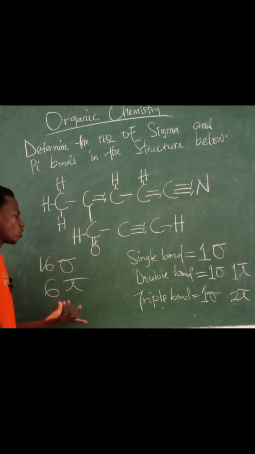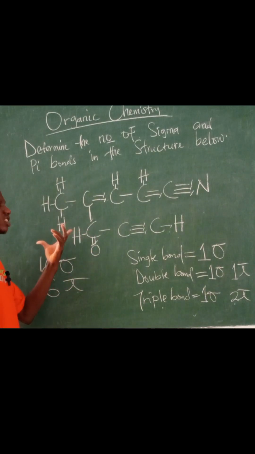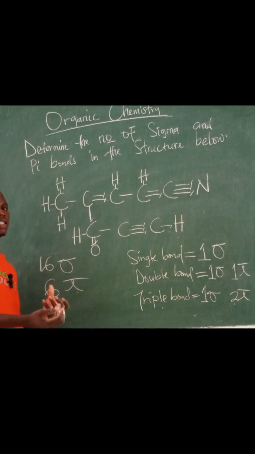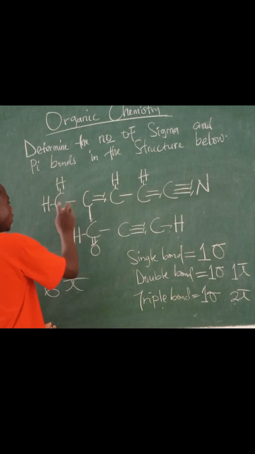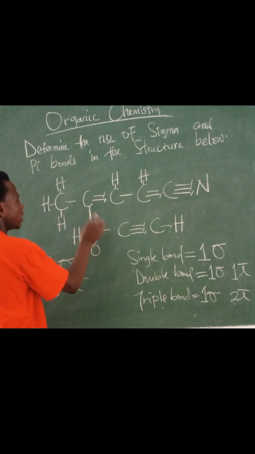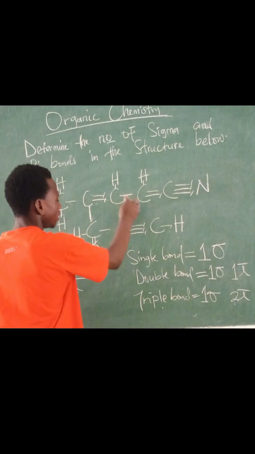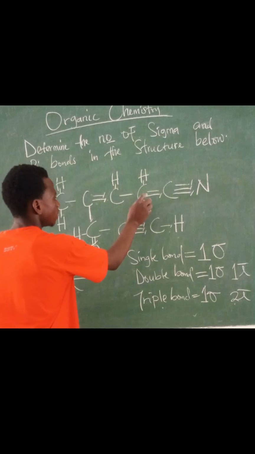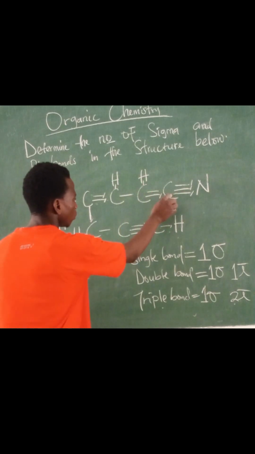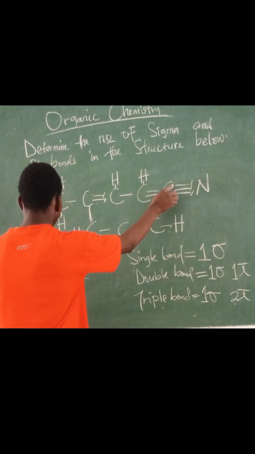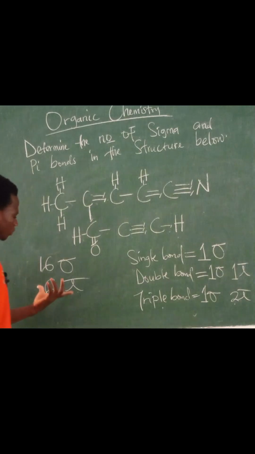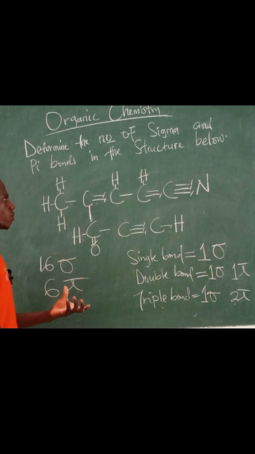Now let's count the total number of bonds that we have in this particular structure so that we can see if we made no mistake. Now we have 1, 2, 3, 4, 5, 6, 7, 8, 9, 10, 11, 12, 13, 14, 15, 16, 17, 18, 19, 20, 21, 22, 23. So this is giving us 16 plus this is 22. So definitely we missed a bond somewhere.